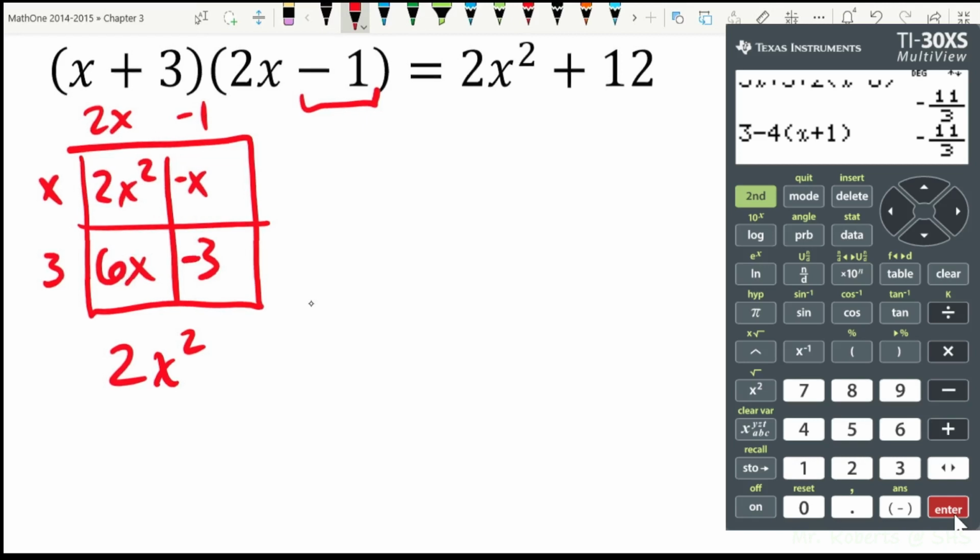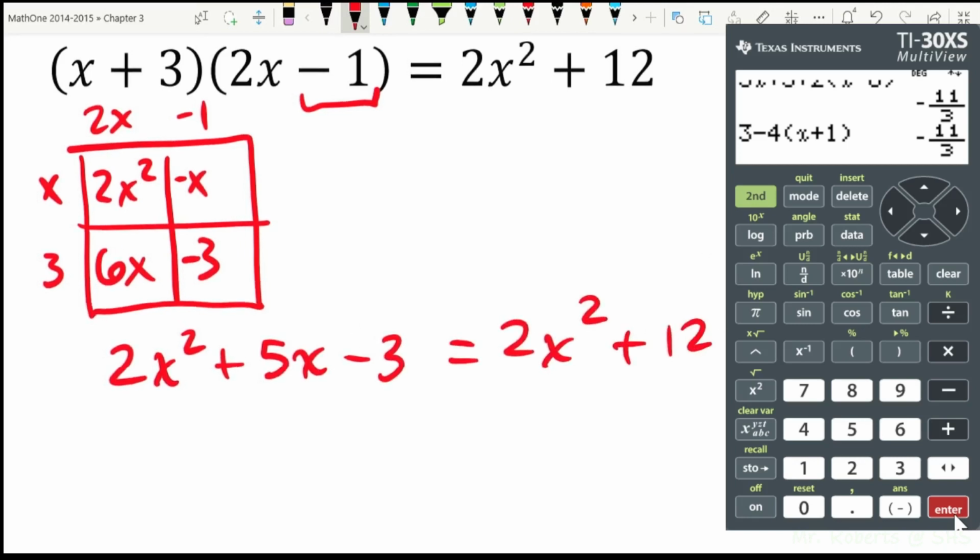So when I combine these, I've got 2x squared plus 5x. What's that? That's 6x minus one of them, right? So this will give me 5. And then I've got minus the number 3. On the other side, I've got a 2x squared plus 12. Now, conveniently, both of them have exactly a 2x squared. So I'm going to subtract that term from both sides, take it away from both sides. And I'm left with this equation, 5x minus 3 is 12.